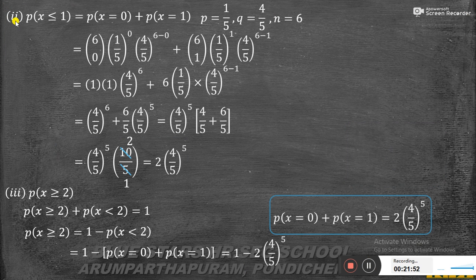See the second subdivision. The second subdivision is: at most 1 product is defective. At most means we take the symbol less than or equal to. So x less than or equal to 1 represents at most 1 product is defective.